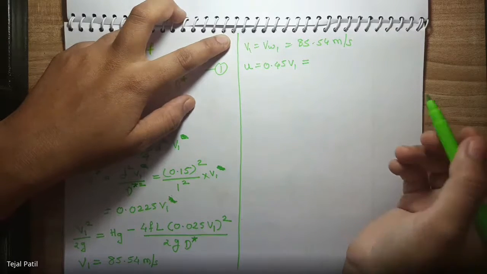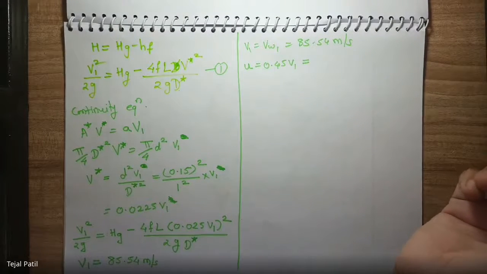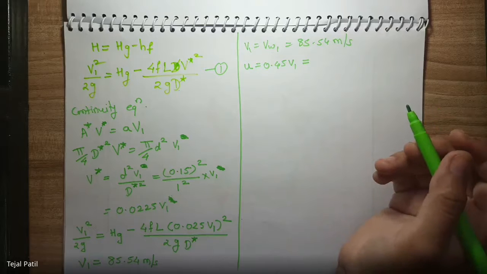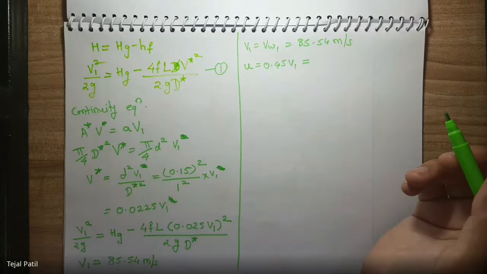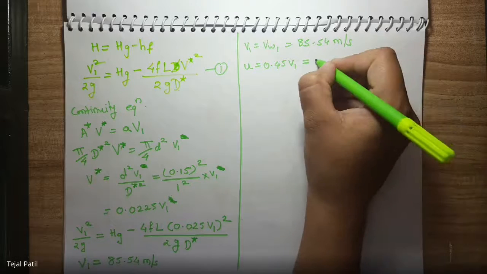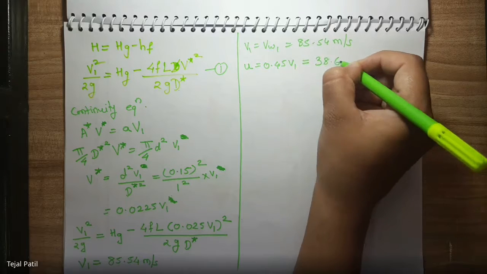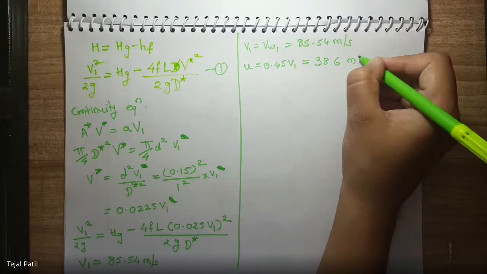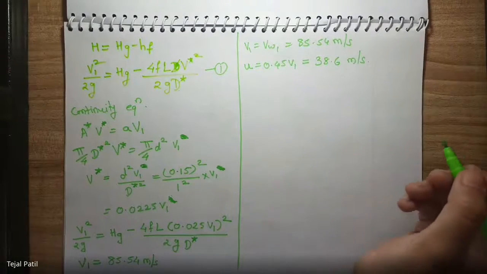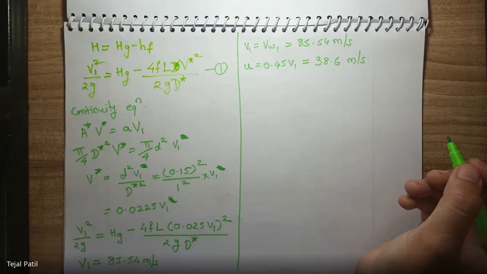How much? Please tell me. I don't have a calculator right now, so please tell me how much you will get for U. 38.628. Okay, 38.6, right? Plus or minus some decimals can be there. So let's just say 38.6. This is what you will get as U.